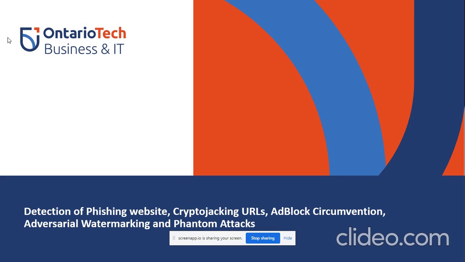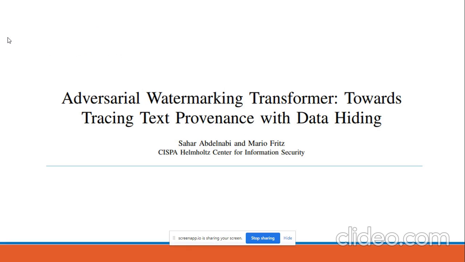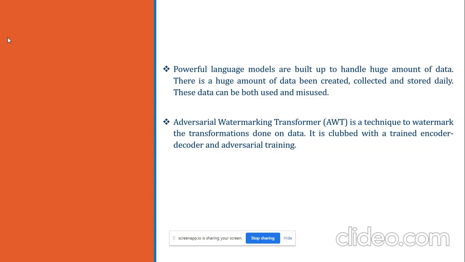The title of the paper is Detecting of Phishing Website, Cryptojacking URLs, Adblock Circumvention, and Adversarial Watermarking and Phantom Attacks. So, starting with my first paper, Adversarial Watermarking Transformers, it is described as towards tracing text provenance with data hiding, and the authors are as follows on the screen.